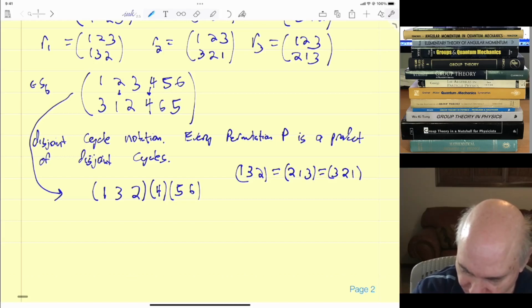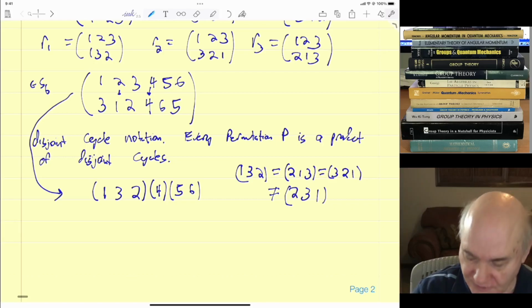So this is all the same thing. It doesn't matter, it's just which goes to which. But it's not equal to 2, 3, 1. You can't go backwards. That changes it. That actually makes it the inverse permutation.